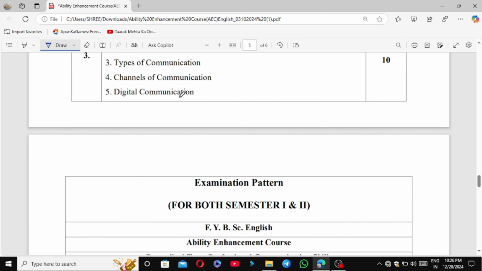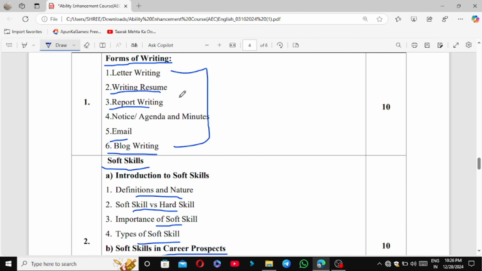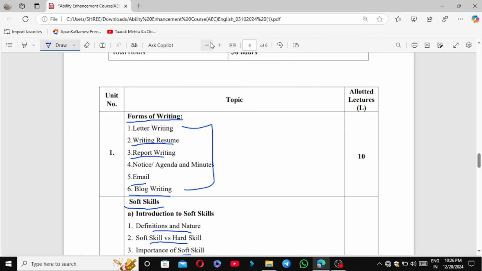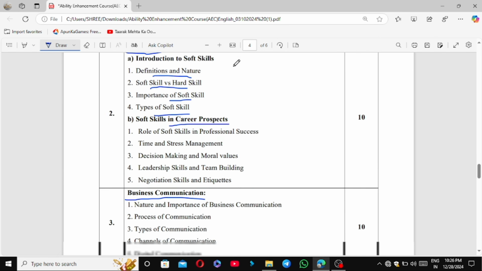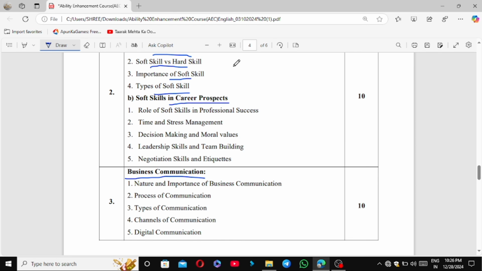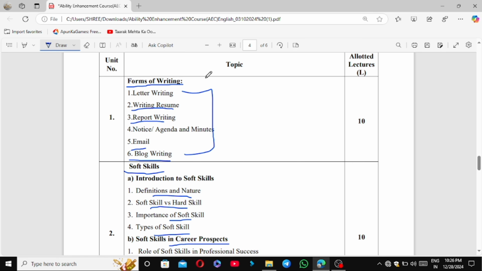Okay, these are three topics you have to learn in your second semester. We will learn these three topics one by one in the next lecture. So this is sufficient for today. This is only an introductory lecture about your syllabus. Then in the next lecture we will start the first topic of forms of writing. In that we will start letter writing.